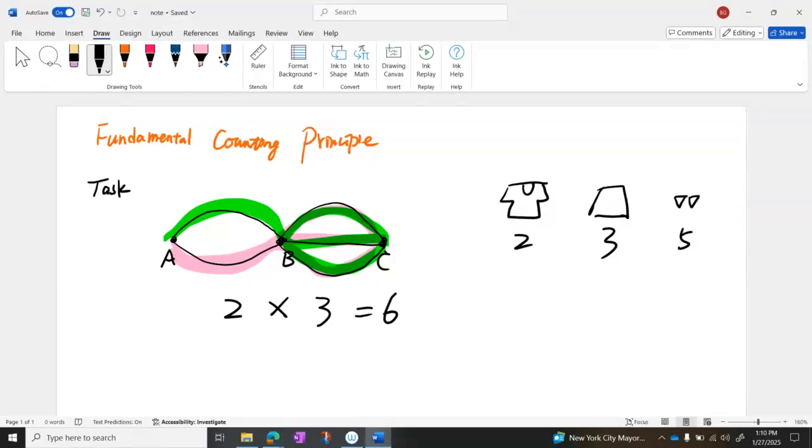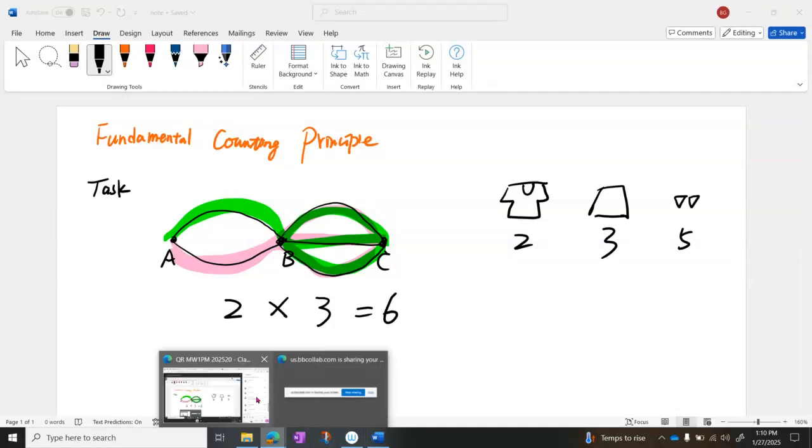This task has 3 parts, right? Or you can say 3 steps. The first part, you have 2 ways to get it done, right? The second part, you have 3 different ways. And the third part, you have 5 different options. So how many different ways do you have to complete the whole task? Yeah, what are we talking about? We are talking about the fundamental counting principle.